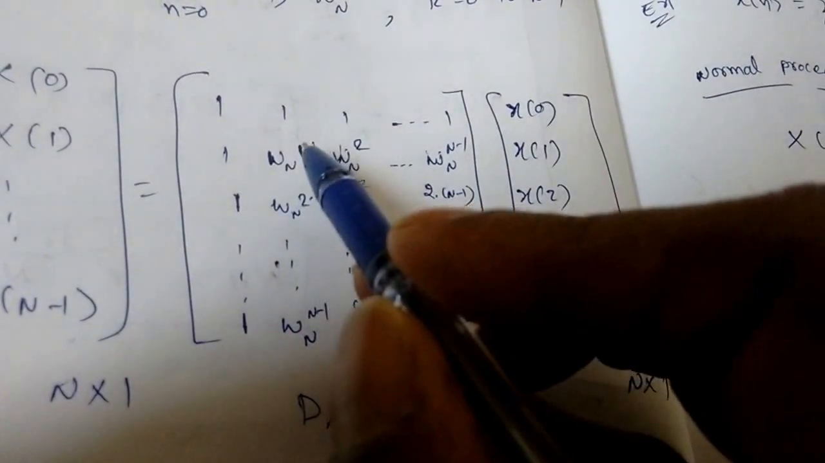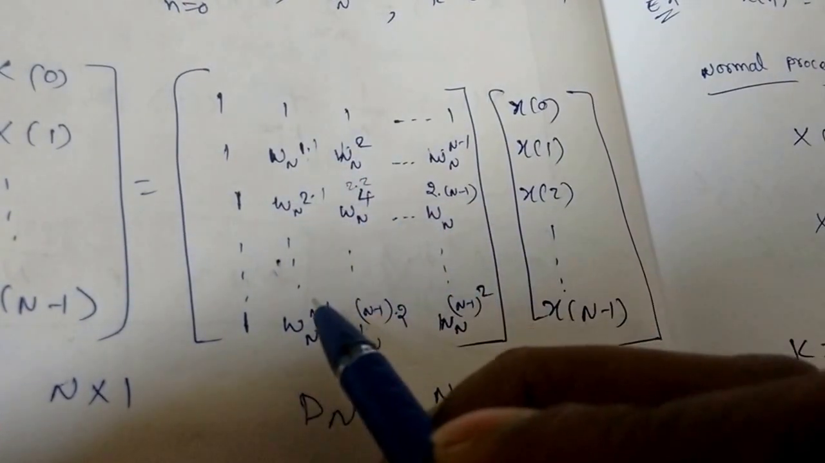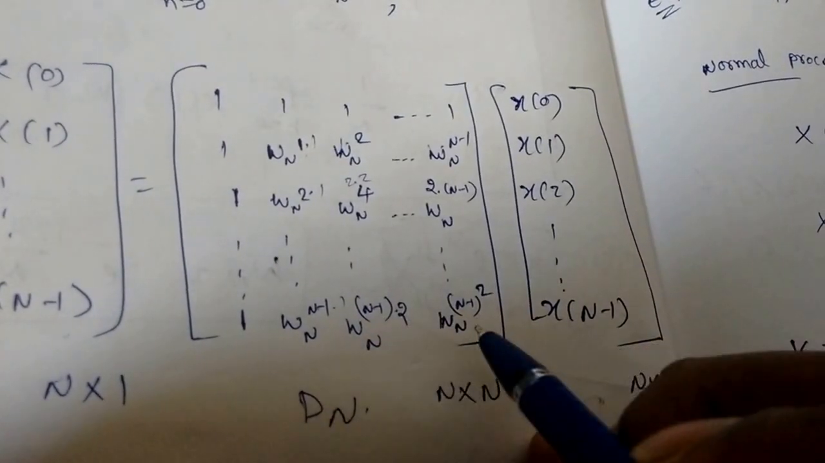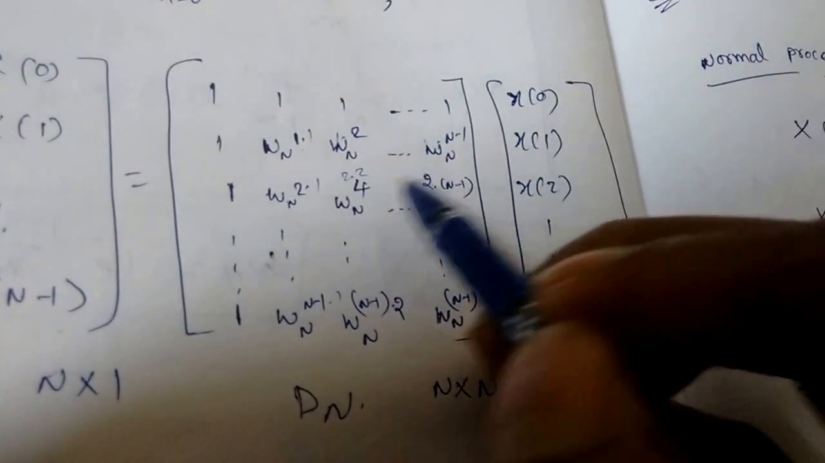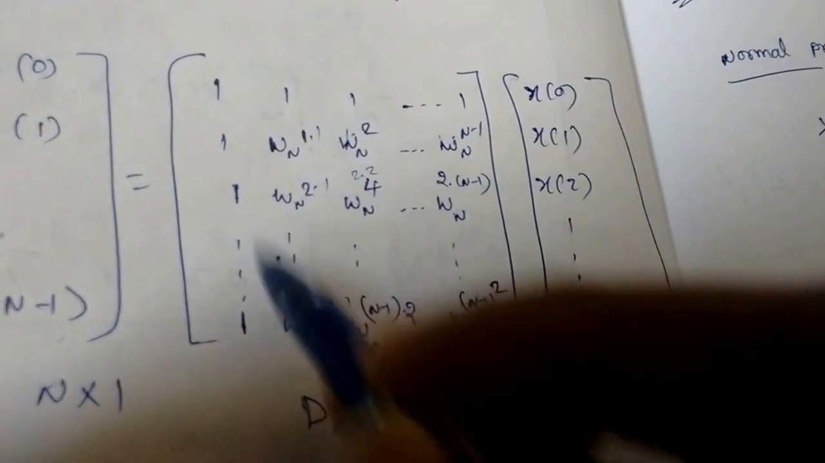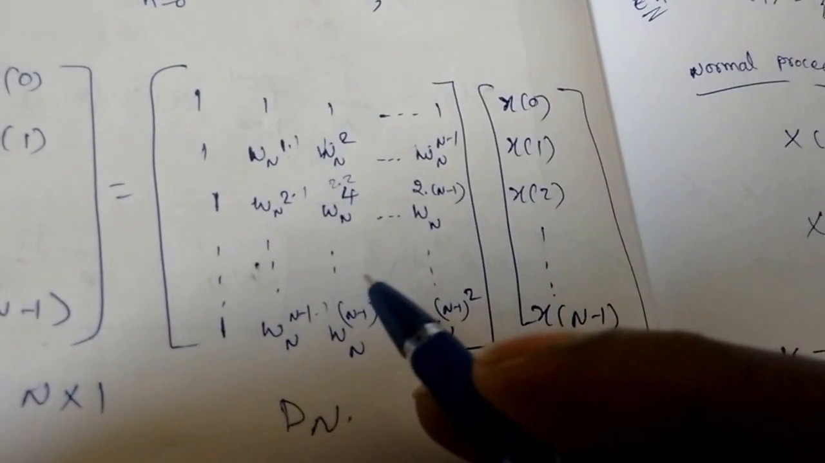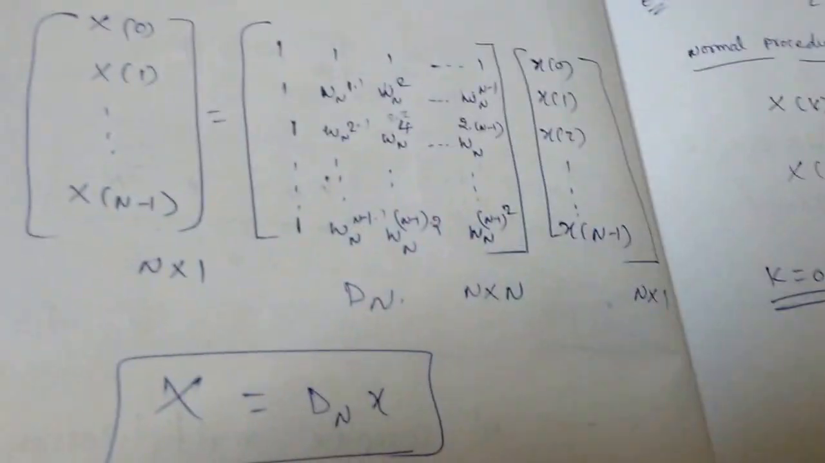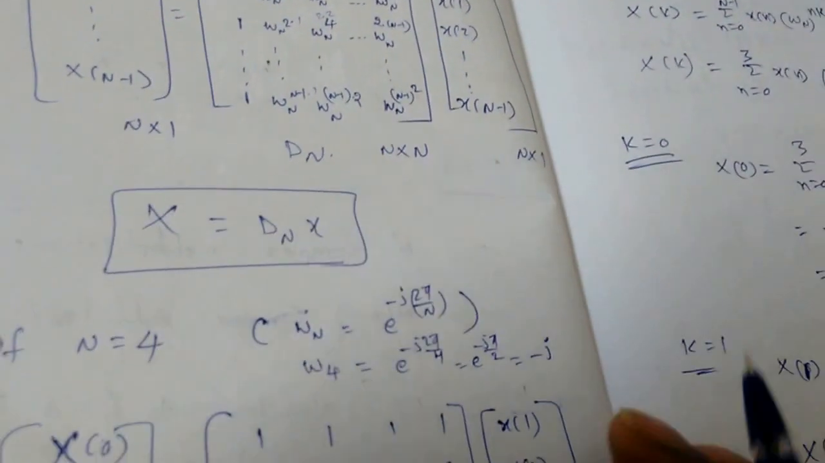Here also, 1 into 1, 2 into 1, and N minus 1 into 1. Similarly, N minus 1 into 2, up to N minus 1 into N minus 1. Here, 2 into 1, 2 into 2, 2 into N minus 1, and so on. So this is the matrix form we have to denote. Then we can find X of 0 easily. When we see the example, it will be very clear.